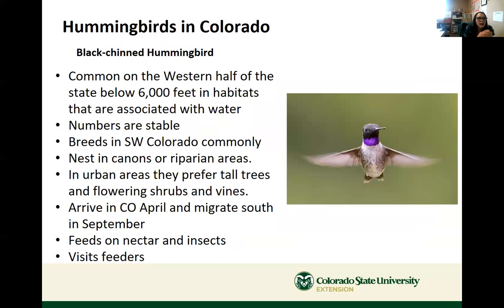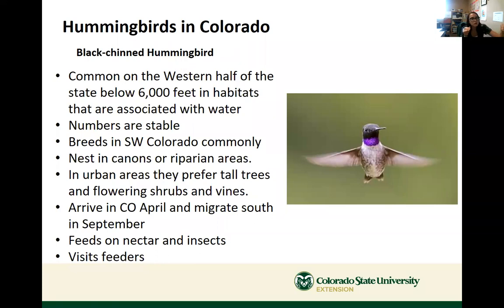The black-chinned hummingbird, again, common on the western half of the state, below 6,000 feet. They're typically found in habitats that are at least associated with water in some way. A lot of insects around there and things like that. Their numbers are pretty stable. So this one, as far as populations go, are doing pretty good. And this is the only one that will breed in Colorado.